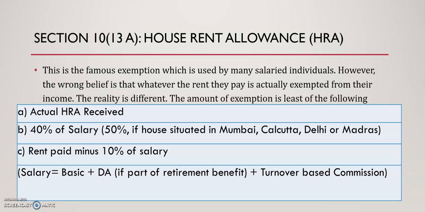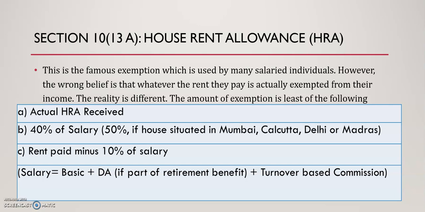So now let us understand how the exemption of the HRA is calculated. We have a wrong belief that whatever rent we are paying, that would be exempted from taxes, but it is not so. The amount is calculated as per the least of the following, as you can see on my screen. So what are the three things in which the calculation is going to pertain? Number one is the actual HRA which you are receiving from the employer. So it is very important for us to have the HRA portion in the salary slip.